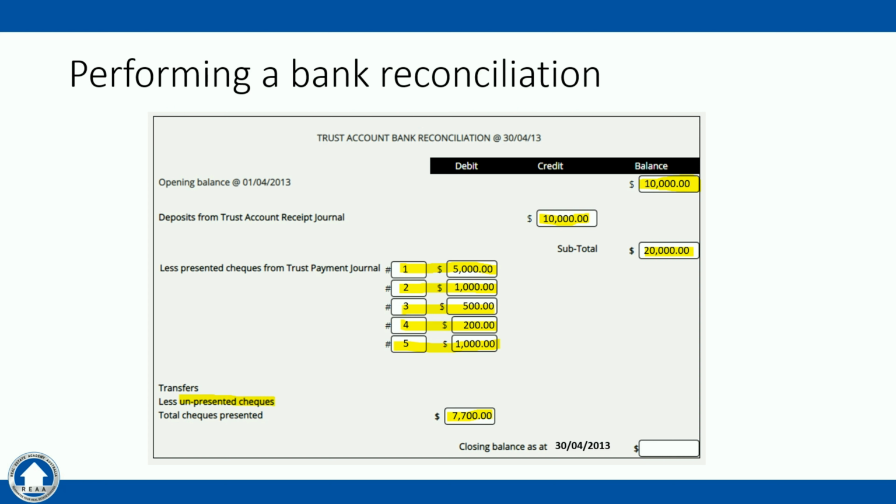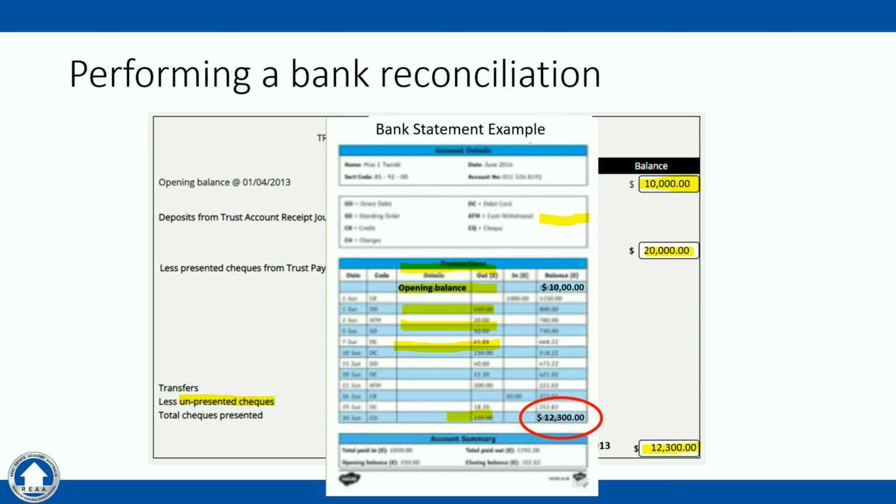If there was an amount that we had put a check forward and it had not yet been presented, that's where we would have it, in another area of unpresented checks, so that we can ensure that we've accounted for that. And finally, we're going to tally our total of our incomings and take away our outgoings to give us a figure of a closing balance, which is shown in our cash books as $12,300. So that is the figure that we should see on our trust account bank statement.